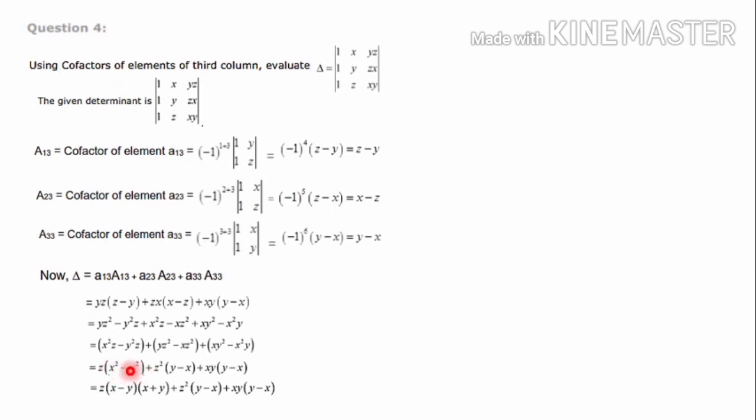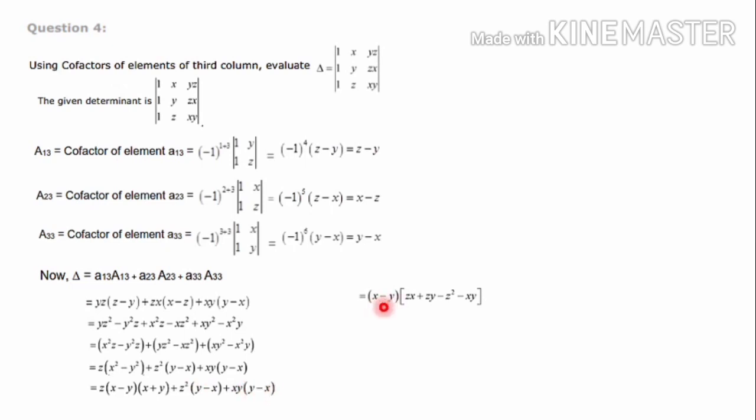Then by using the a square minus b square identity, we can expand this one, that is z into x square minus y square, we can write it as x minus y into x plus y, plus the balance remains the same, z square into y minus x plus xy into y minus x. Next, when you check all the terms, x minus y is common. Here x minus y is there, here y minus x is there, of course we can take x minus y from here. Here also y minus x is there, we can take x minus y outside.